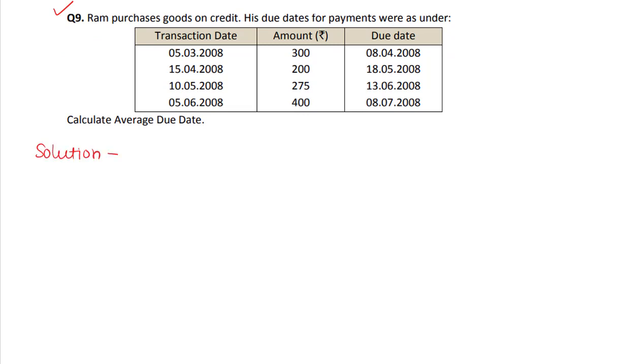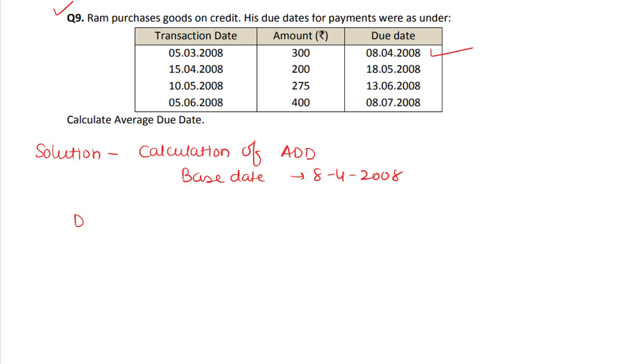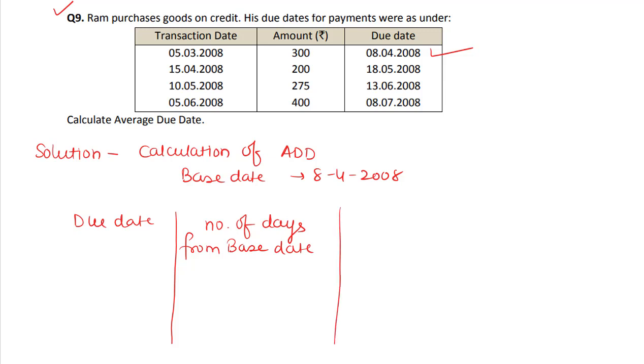Solution. Calculation of average due date. We need to finalize base date first. Take the first date as base date, 8th April 2008. 4 columns: due dates, number of days from base day, amount, and product.